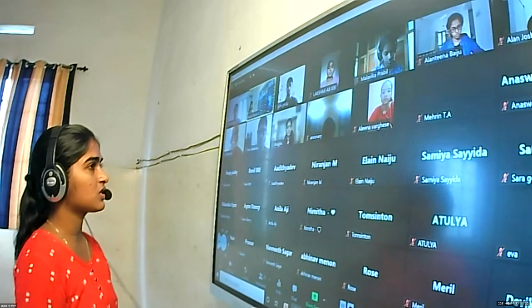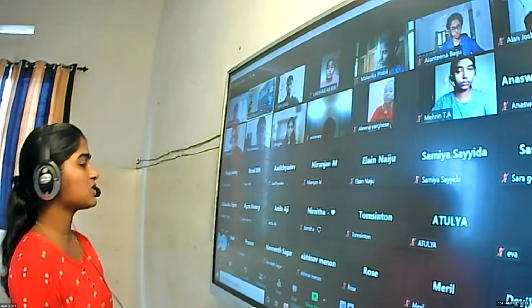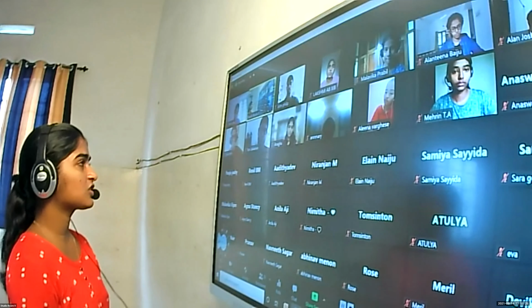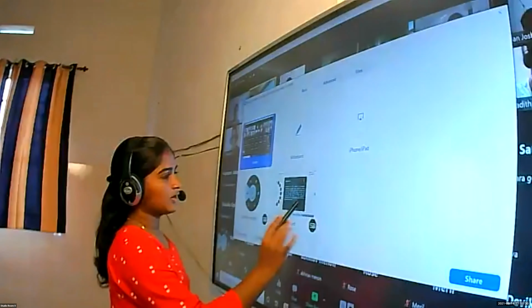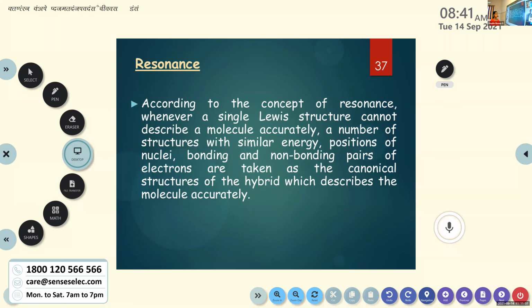Okay, resonance. Are you familiar with this term? Resonance structures? No, right? Okay, then we can learn about resonance. So according to the concept of resonance, whenever a single Lewis structure cannot describe a molecule accurately, a number of structures with similar energy, positions of nuclei, bonding and non-bonding pairs of electrons are taken as the canonical structures of the hybrid, which describes the molecule accurately.